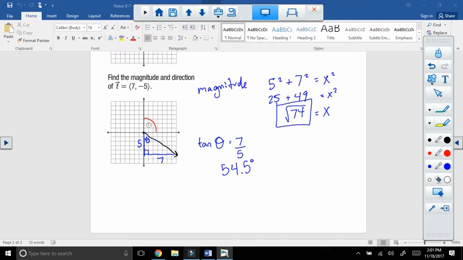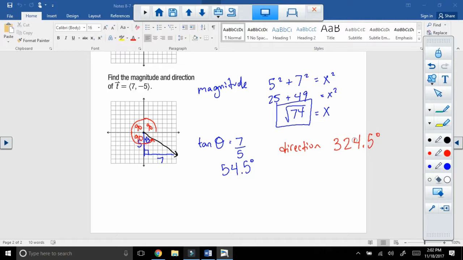So in terms of this horizontal, this is 90, this is another 90, or you could do 180, this is another 90 or 270. So then I have to add that all the way over here. So I'm going to add that to 270. So that direction is going to be 324.5 degrees, and that's from the horizontal.